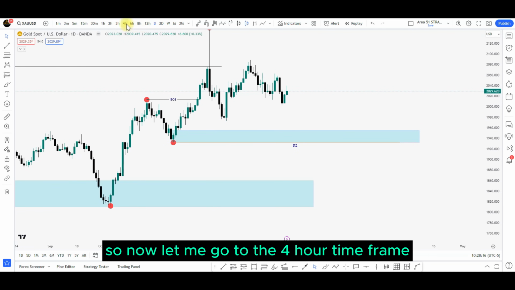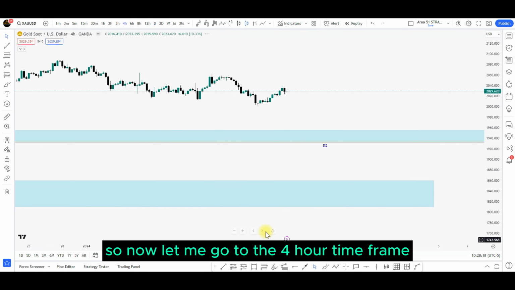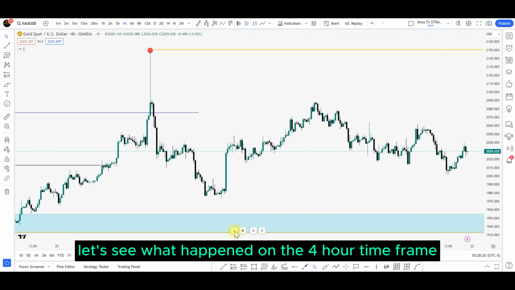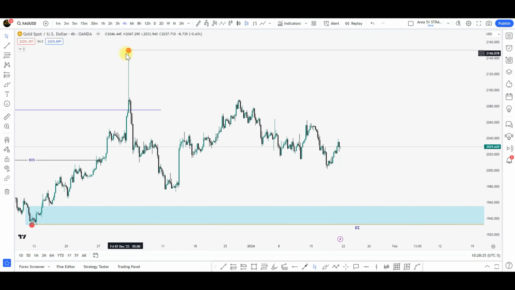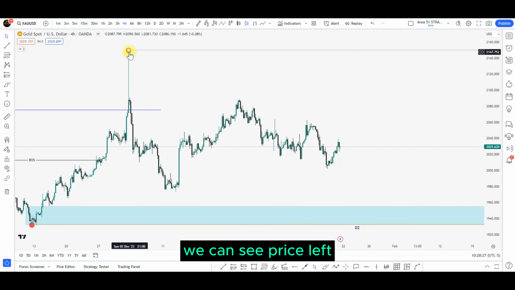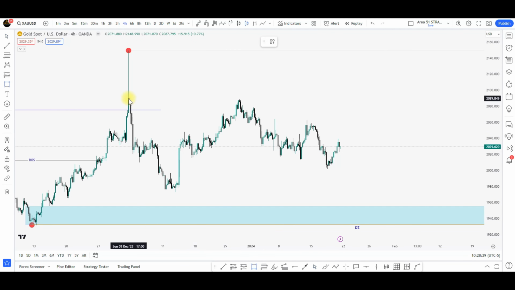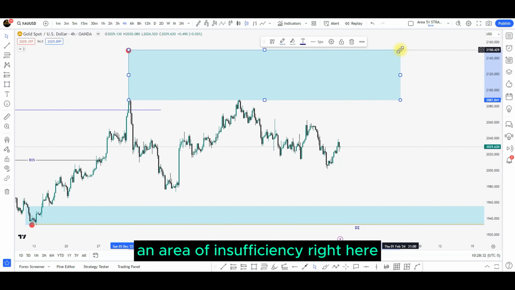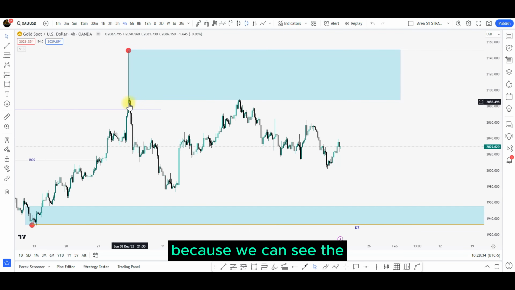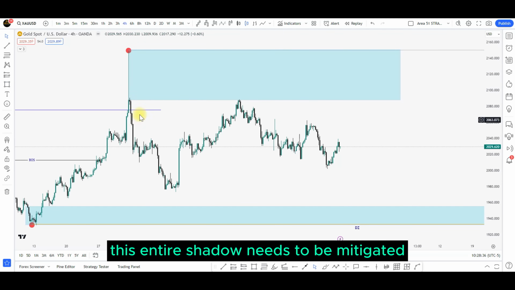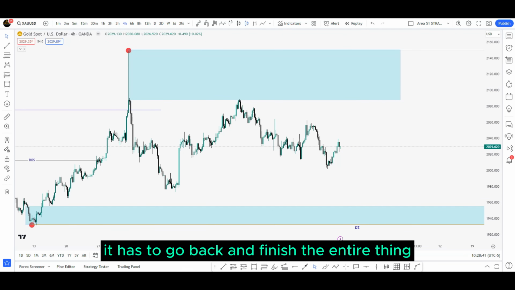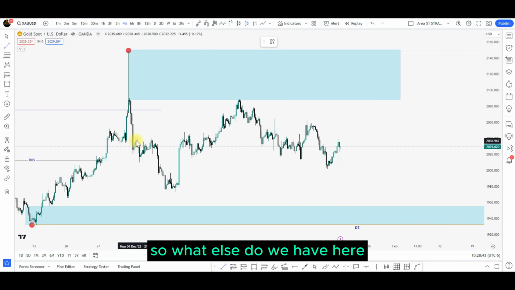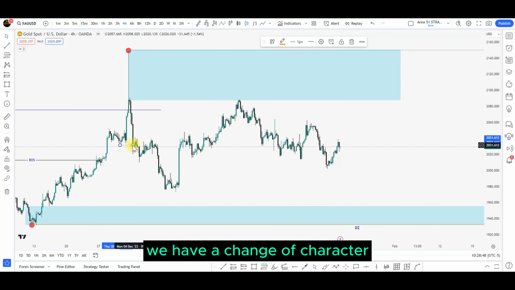All right, so now let me go to the 4-hour time frame. Let's see what happened on the 4-hour time frame. After price took out the high, we can see price left an area of insufficiency right here because we can see this entire shadow needs to be mitigated, and price did mitigate a little bit of it, but eventually it has to go back and finish the entire thing. So what else do we have here on the 4-hour time frame? We have a change of character.